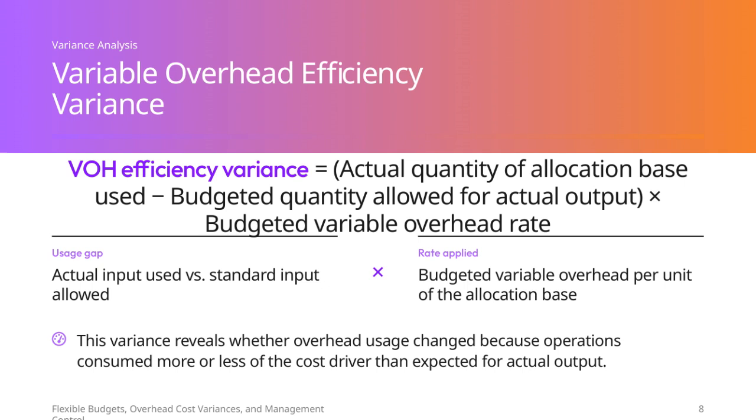Understanding this variance is important because it reveals whether changes in overhead costs are due to operational efficiency or inefficiency in using resources. This helps management control overhead expenses more effectively by identifying areas where operations may be consuming overhead resources at a different rate than planned.